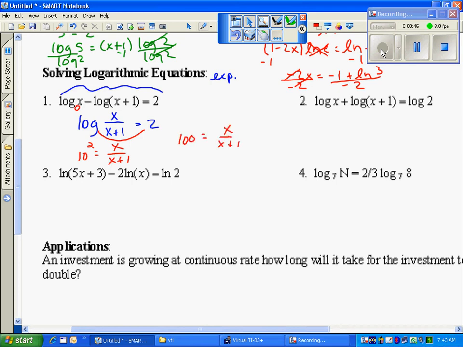I'm going to put a 1 underneath there because now we have a proportion. And I'm going to take this and cross multiply. So cross multiplying, I get 100 times x plus 1 equals x, or 100x plus 100 equals x. Moving terms, 99x equals 100, divide by 99, and you get 100 over 99.